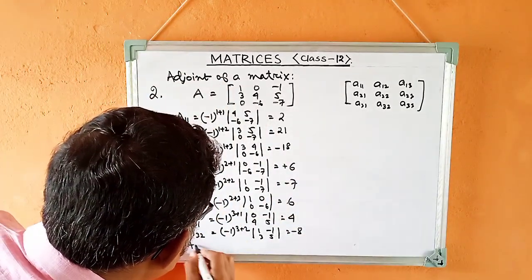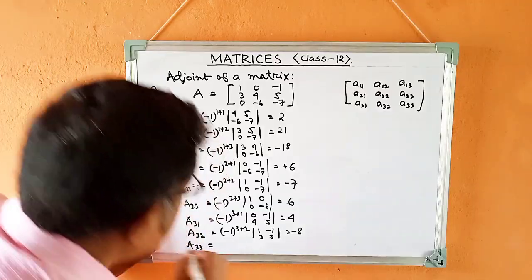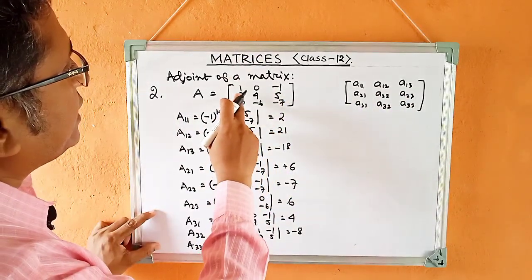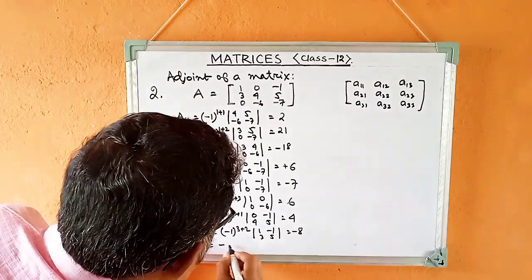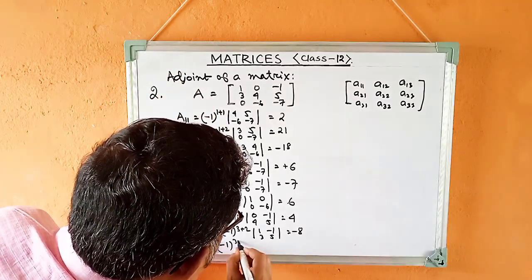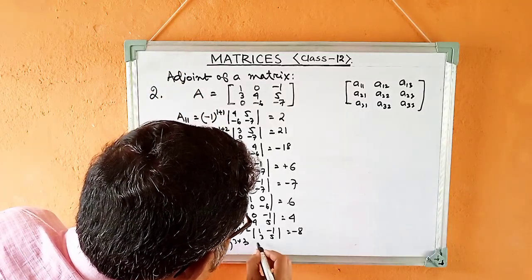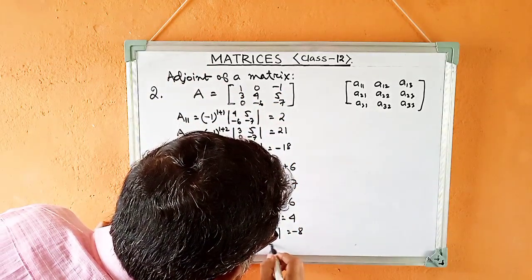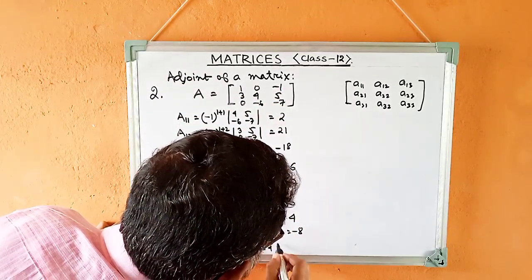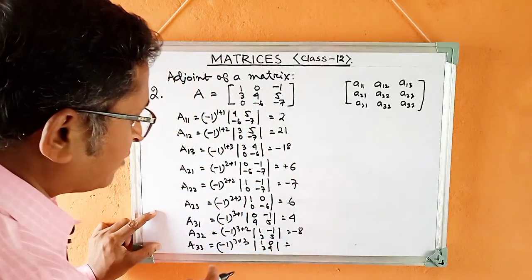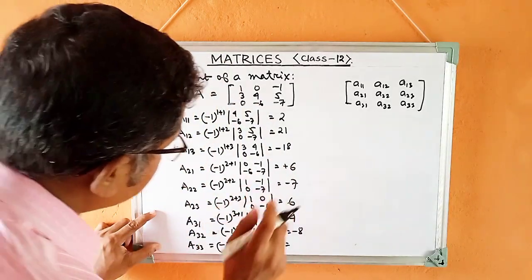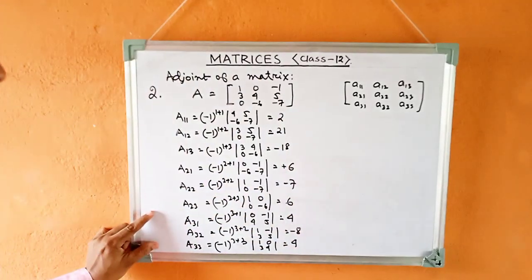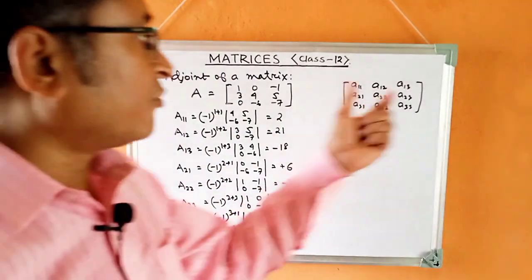Now the last one, A33. Eliminating third row, third column, so we get 1 0 3 4. Minus 1 to the power 3 plus 3, then determinant of 1 0 3 4. Okay, what is the result? That is 4 ones are 4, and minus 1 to the power 6 is plus, that is 4, only 4. So we find out all the cofactors of all the elements.